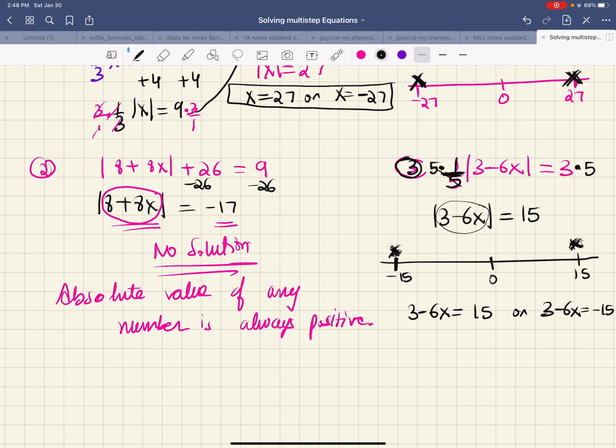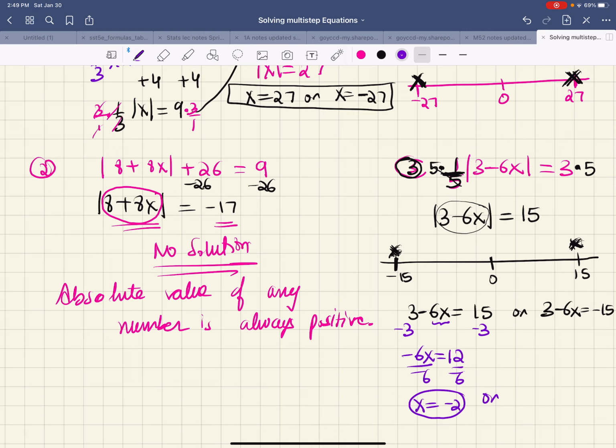Now we're going to be solving two separate equations, okay? Let's take care of the first one. If I want to isolate the x, the first thing I would do is subtract 3 from both sides. Negative 6x equals 15 take away 3, which is 12, and then divide both sides by negative 6. X is negative 2. So that's my one solution. And your solution to an absolute value equation can be negative. The x can be negative, but the absolute value in itself cannot equal a negative number. Keep that in mind. There's a distinction here.